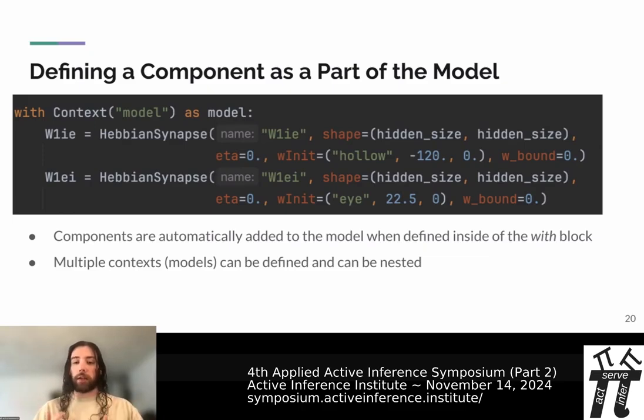So now we have our components defined inside of our context, but they don't do anything. They don't interact with one another. If we think back to the way that we get components to interact with one another, we have to wire them between each other, right? We have to get data to flow from a Hebbian synapse into an LIF cell.